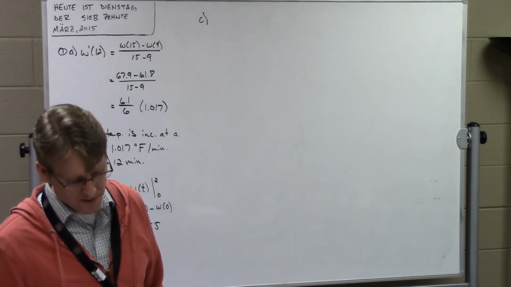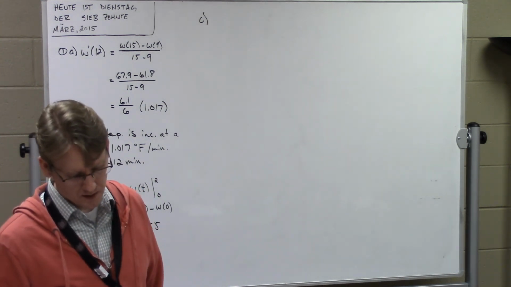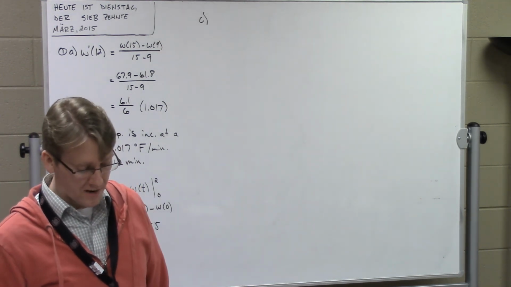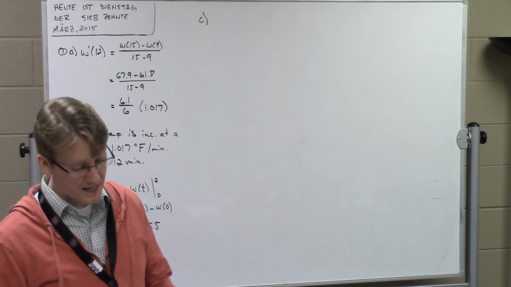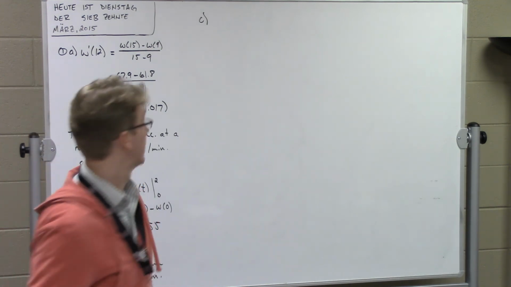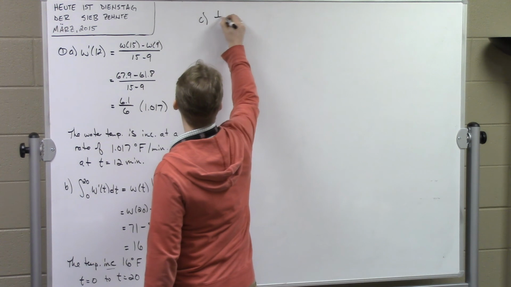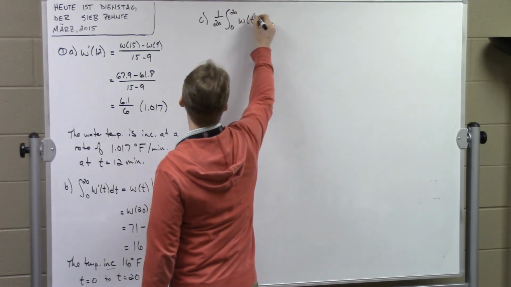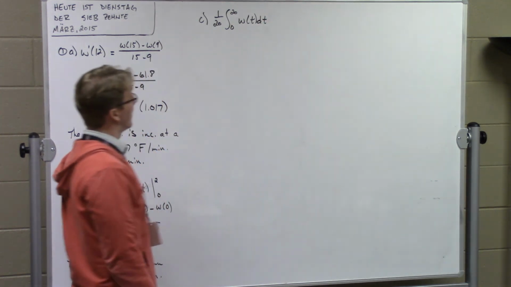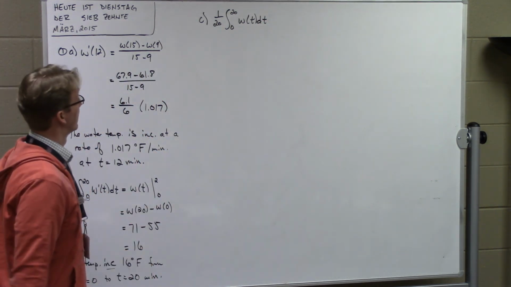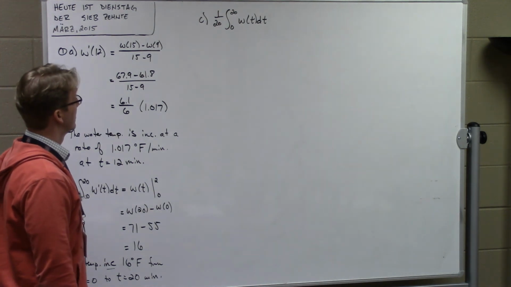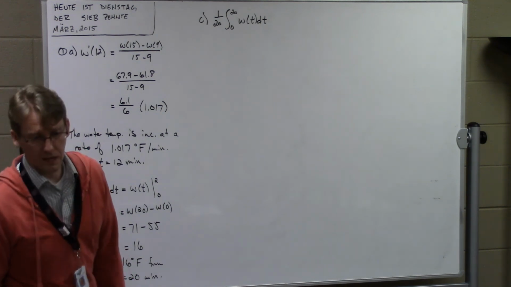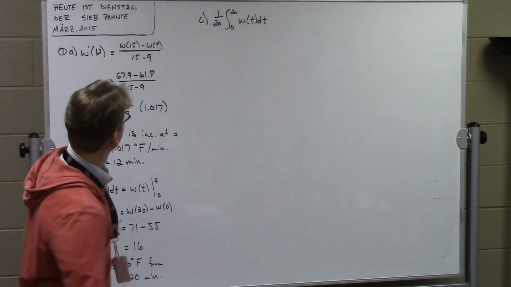Part C: for 0 to 20, the average temperature in the tub is 1/20 times the integral. Good, that's the formula for average value. Use a left Riemann sum with 4 subintervals indicated by the data to approximate that. So, 1/20 times the antiderivative from 0 to 20 of W of t dt. Now I clearly don't know what W is, but they told me to use a left 4. Yes, left 4, sweet.